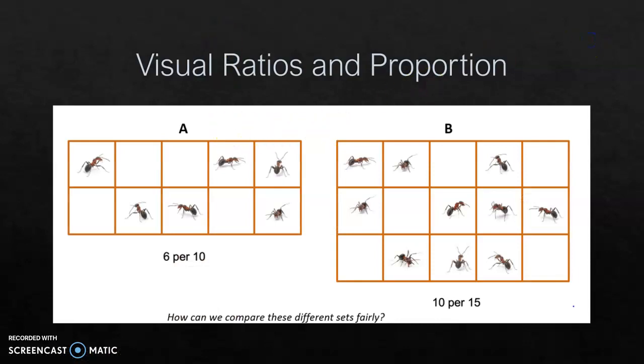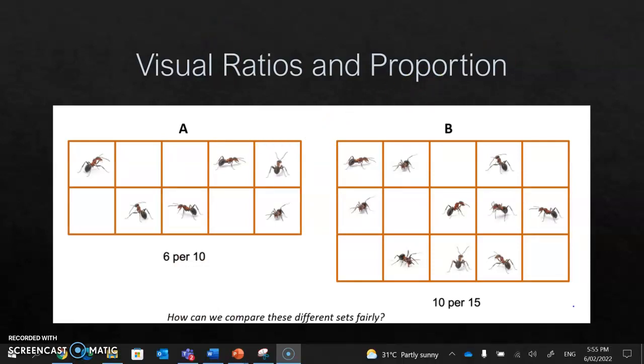Same here with the ants. We've got 6 of the 10 spaces in set A with ants in, and 10 of the 15 in set B. We can't compare these 2 fractions because they have a different denominator, so that's revision from last year. Let's pop them over the same denominator.